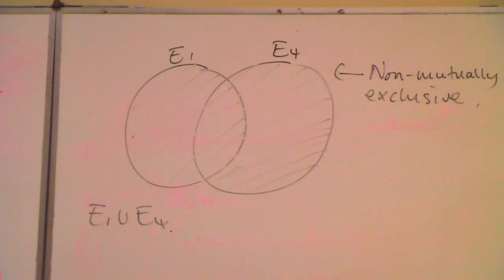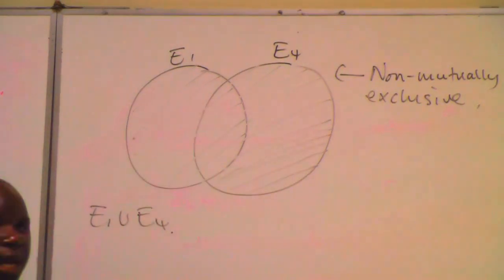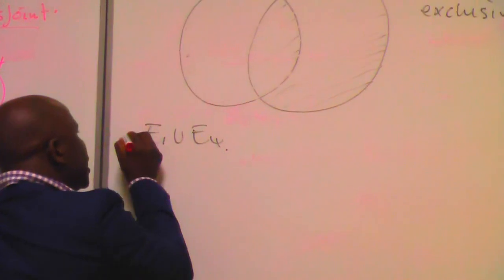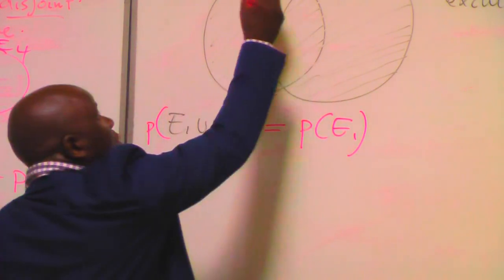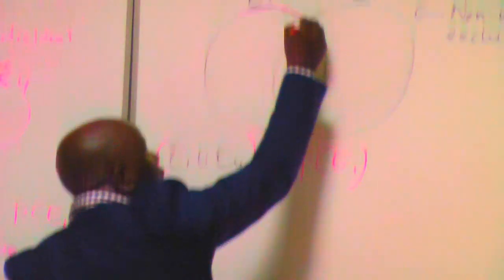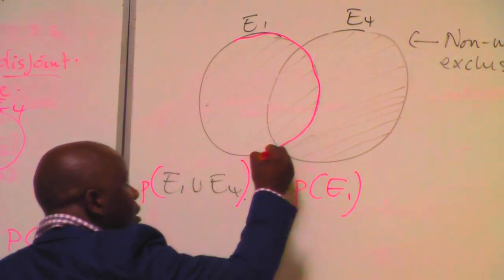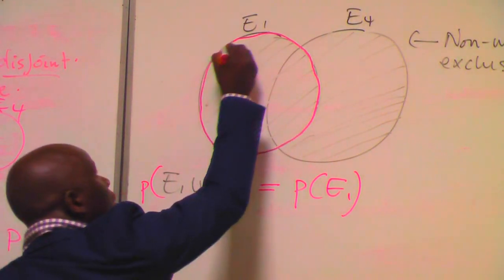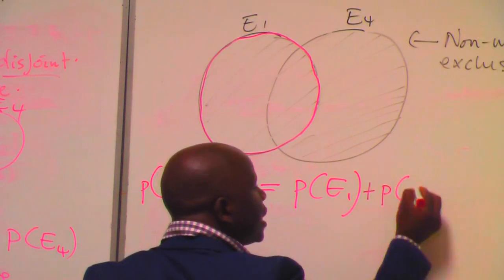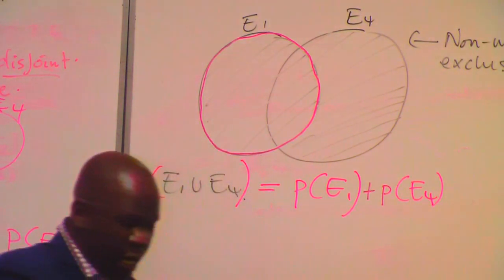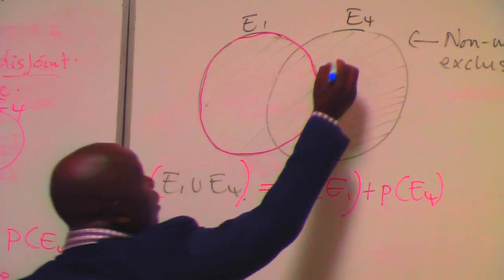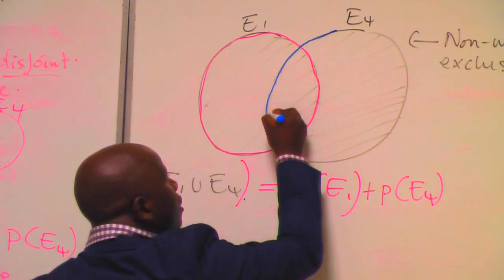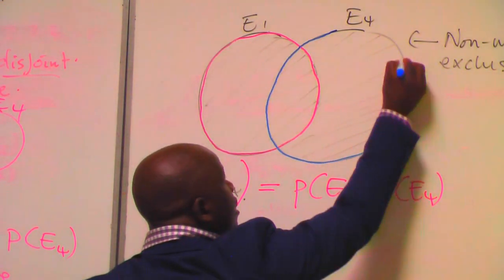But now, when we want to calculate the probability of E1 union E4, if we have that scenario, the moment we put this and we say probability of E1, it means we are going to take this region. This region, that is probability E1, plus probability E4. When we take probability E4, which region are we taking? I'm going to use a different color. We are going to take this region.